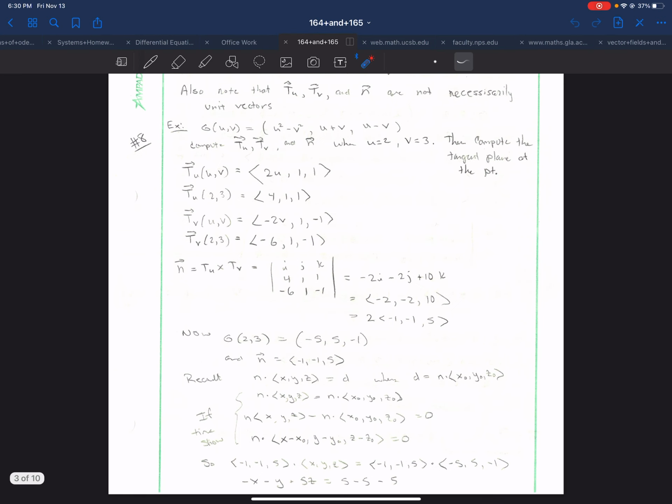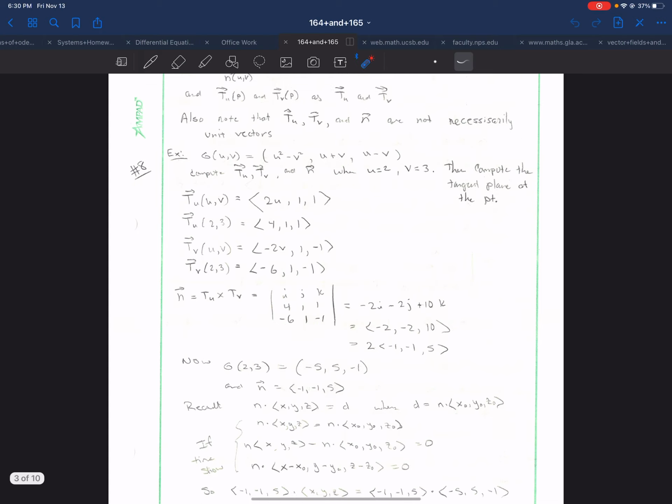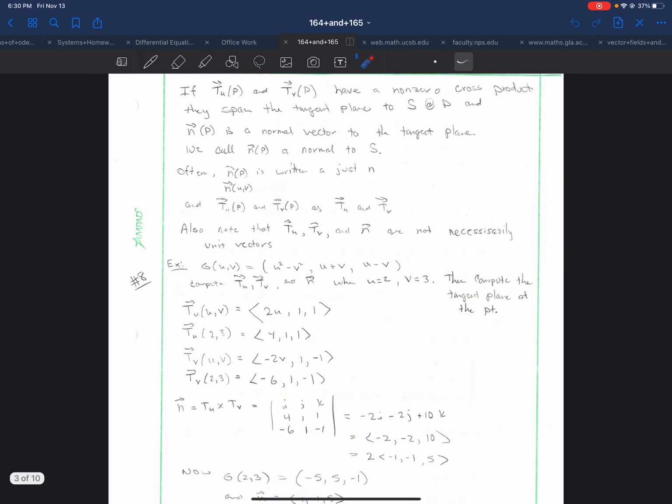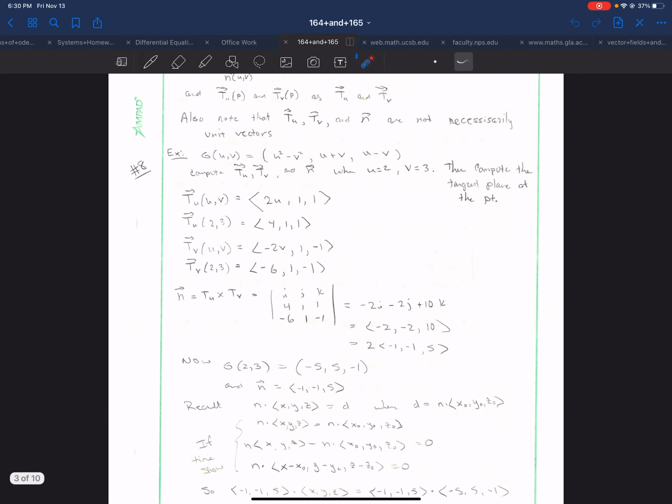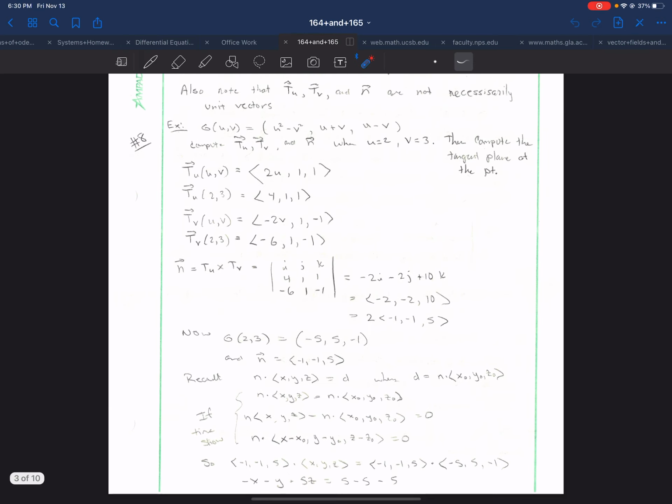So what do I need for a plane? Well, I need a normal vector and I need a point, right? And so the thing is, I have the map. So I have this map here. I know the point that I am on the floor. And so I then know the point that I am in three-dimensional space. So then that's my point. I have a normal vector.